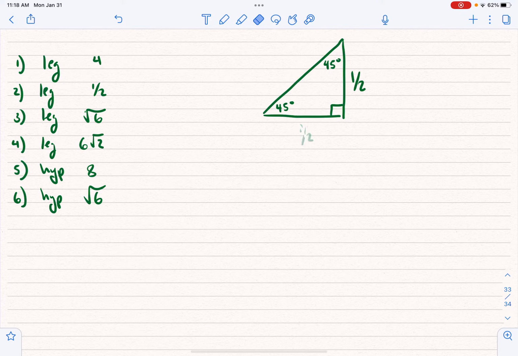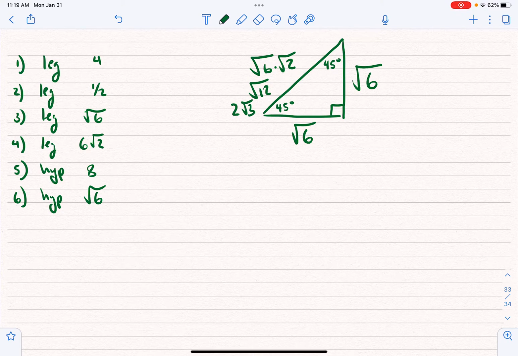Number 3 says this time we're at square root of 6. So this side would be square root of 6. And the hypotenuse would be square root of 6 times the square root of 2, which is the square root of 12, which actually simplifies down to 2 times the square root of 3. So the actual size of the hypotenuse is 2 times the square root of 3. And yes, I want you to get to that.